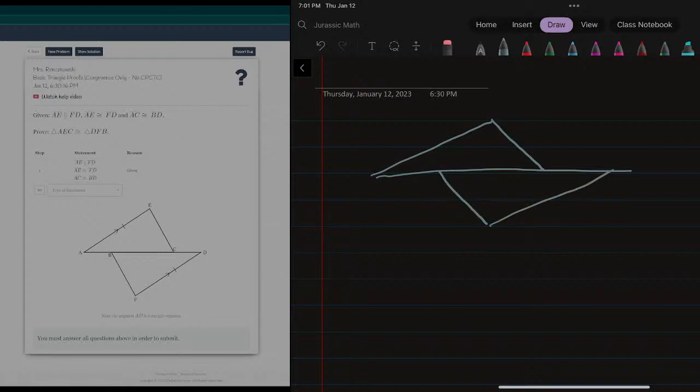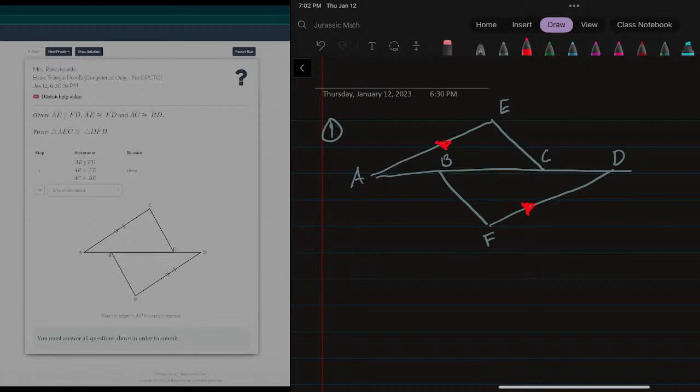So here's my picture, A, B, C, D, and then we have E and F. So that's number one. We are given that AE is parallel to FD. That's going to be very beneficial because that means if we look at the transversal that's going through those parallel lines, it'll give us 2 or 4 angles that are congruent.